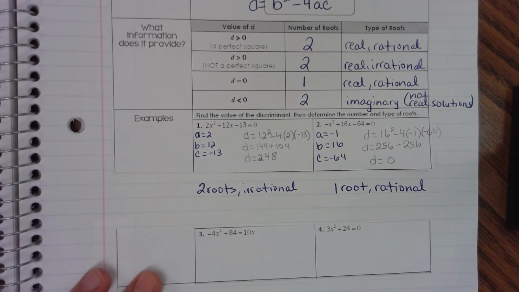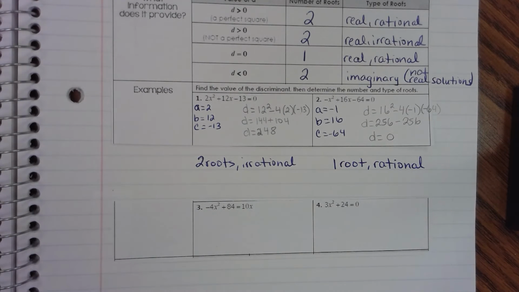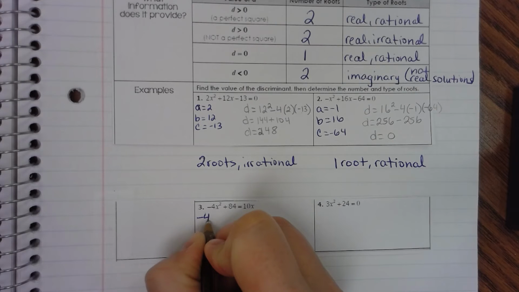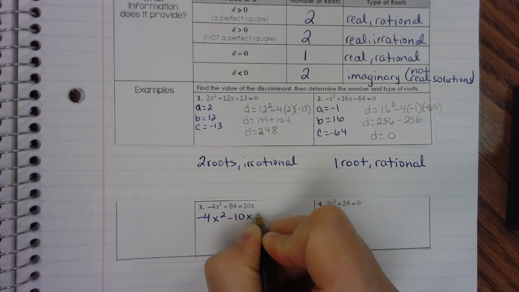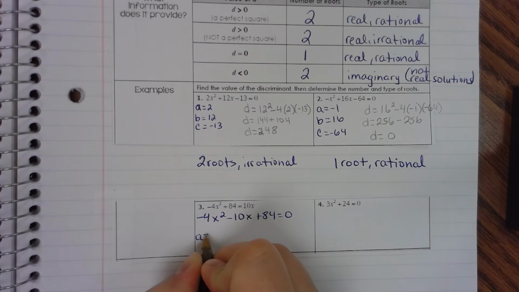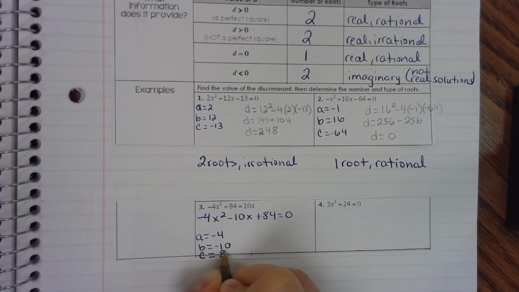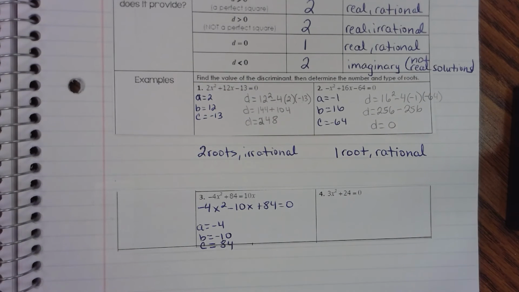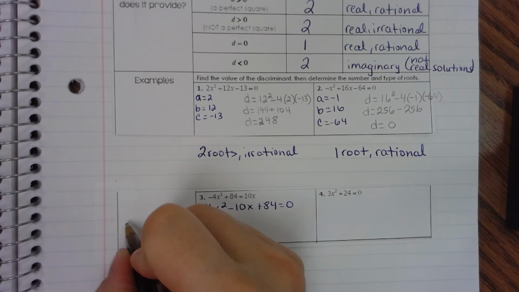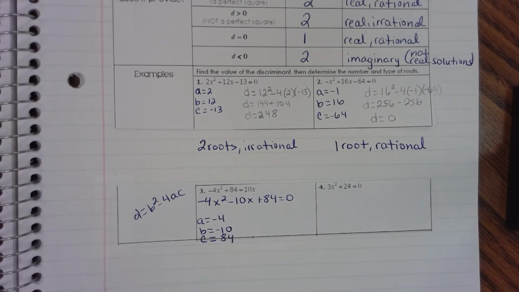Okay, so let's take a look at example 3. Example 3, I've got to do some moving here. My B value, 10x, is on the other side. So I'm going to go ahead and rewrite this as -4x squared minus 10x plus 84 is equal to 0 before I take out my A, which is -4, my B, which is -10, and my C, which is 84. Now I can go through and I can solve this. And we want to remember that D is equal to B squared minus 4AC, just as a reminder.